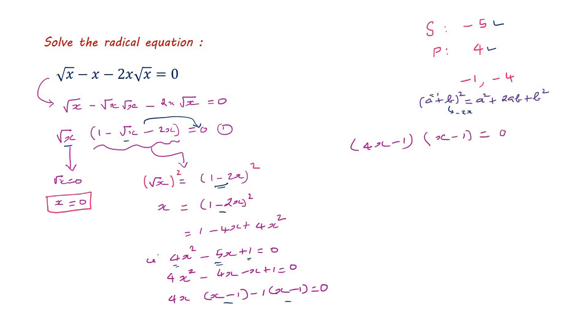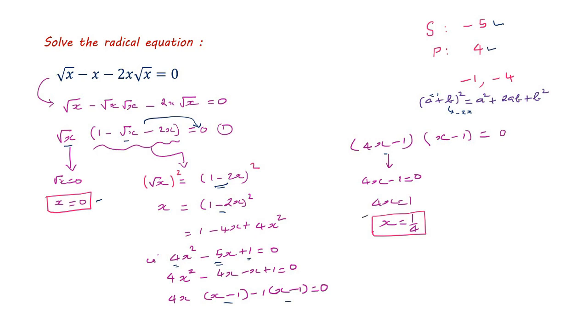Again use the zero product property. 4x minus 1 would be 0, which gives you 4x is equal to 1. Again you proceed further, you get x is equal to 1 by 4. So one solution is this, x is equal to 1 by 4. Already we got one solution, x is equal to 0 here. You can notice it here. Now we have got x is equal to 1 by 4.